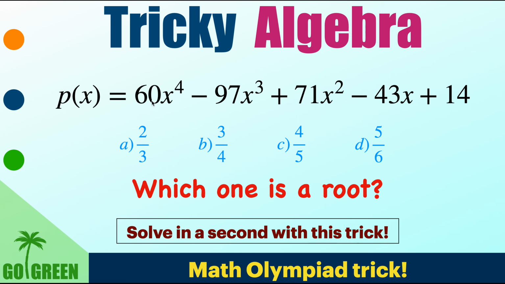The coefficients here are large numbers: 60, 97, 71 and so on, and therefore if you want to plug these values in instead of x, if you put 2/3 and then do the calculation, it is a tedious job, right? So is it for 3/4, 4/5 and 5/6. So you cannot manually check which one is the root, given that exactly one of these is a root of this polynomial. Even given that, it is very hard to find out which one is the root.